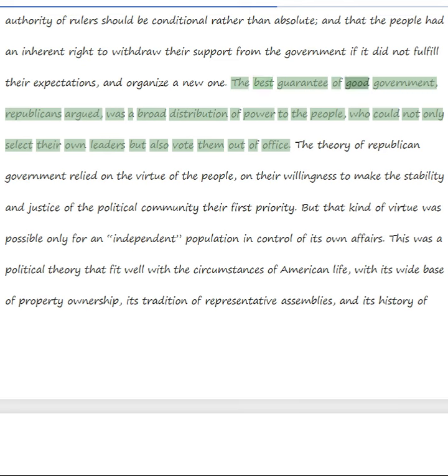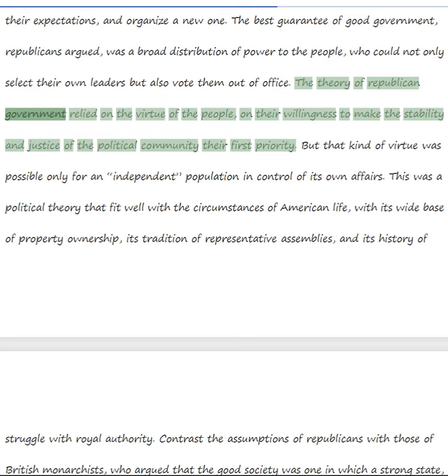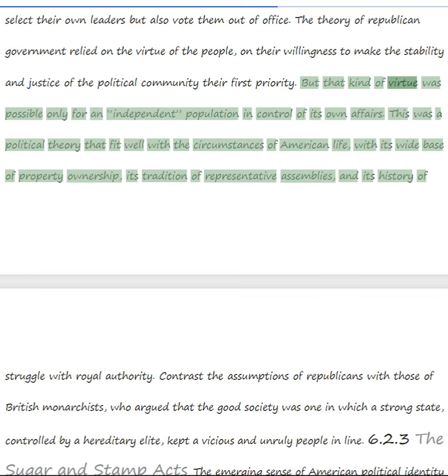The best guarantee of good government, Republicans argued, was a broad distribution of power to the people, who could not only select their own leaders but also vote them out of office. The theory of Republican government relied on the virtue of the people, on their willingness to make the stability and justice of the political community their first priority. But that kind of virtue was possible only for an independent population in control of its own affairs.